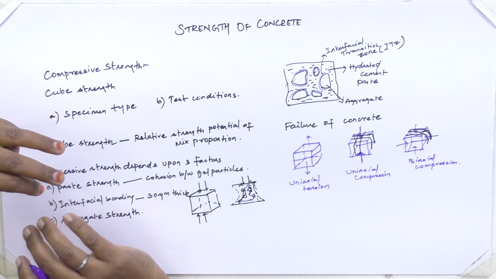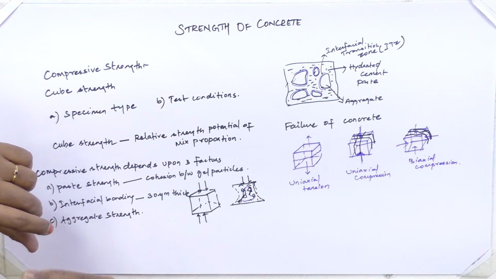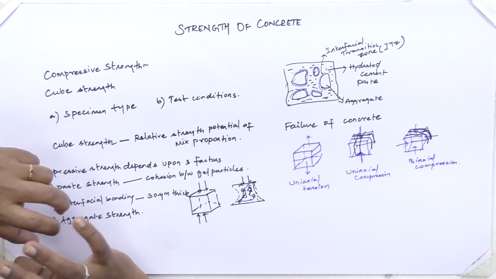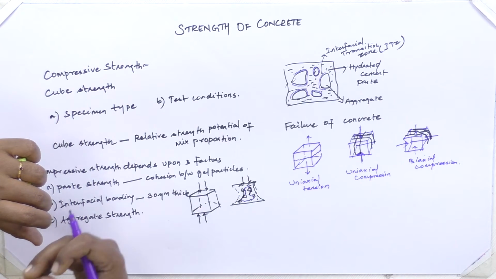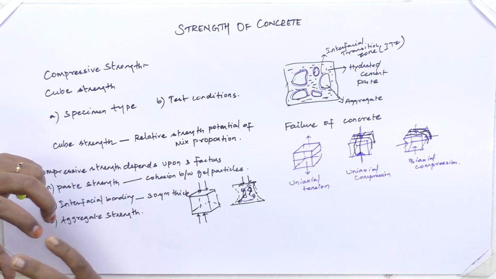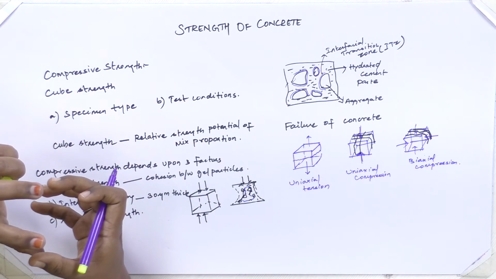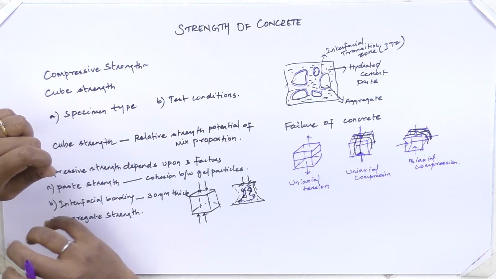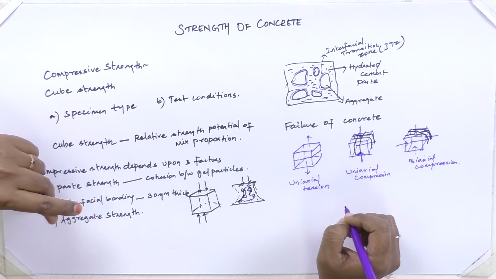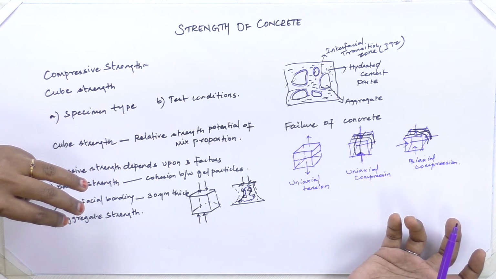Here, when I am applying compression on all the sides, the gel pores will try to reduce in size. That is, the materials will try to shrink. The gel pores, if any are present, will try to compress from all the sides, and it will take more load. And that's the reason why we say that concrete is strong in compression and weak in tension.